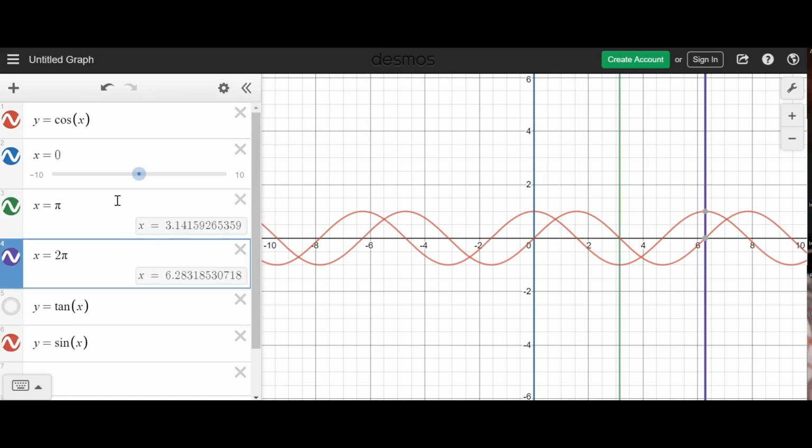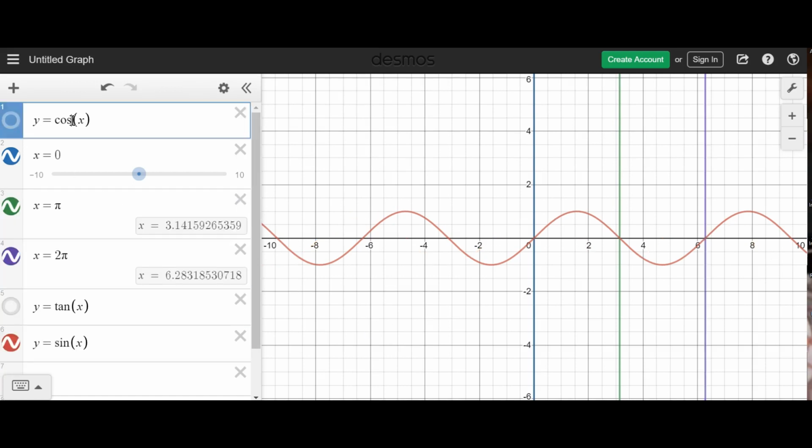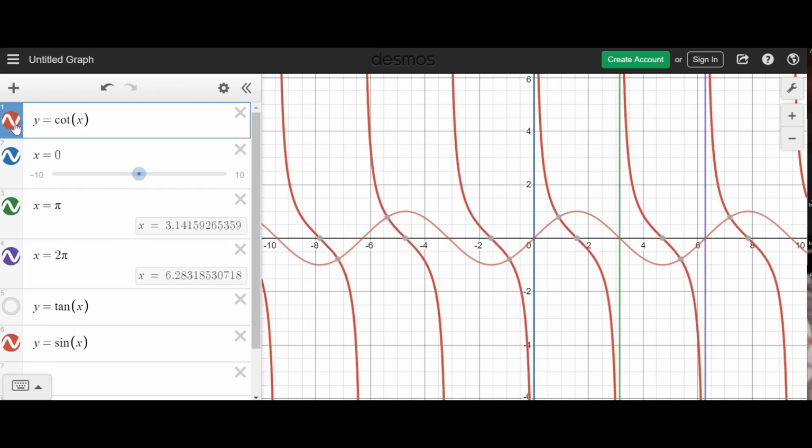right? So, oops, that's not the cosine. I want the cotangent. There we go. The cotangent does not exist at those points. So it looks almost identical to the tangent, but the asymptotes, instead of being at negative pi over 2 and pi over 2, are now at 0, pi, 2 pi, and the function is now decreasing. So let's get rid of the sine for a minute. So this is just the cotangent function.